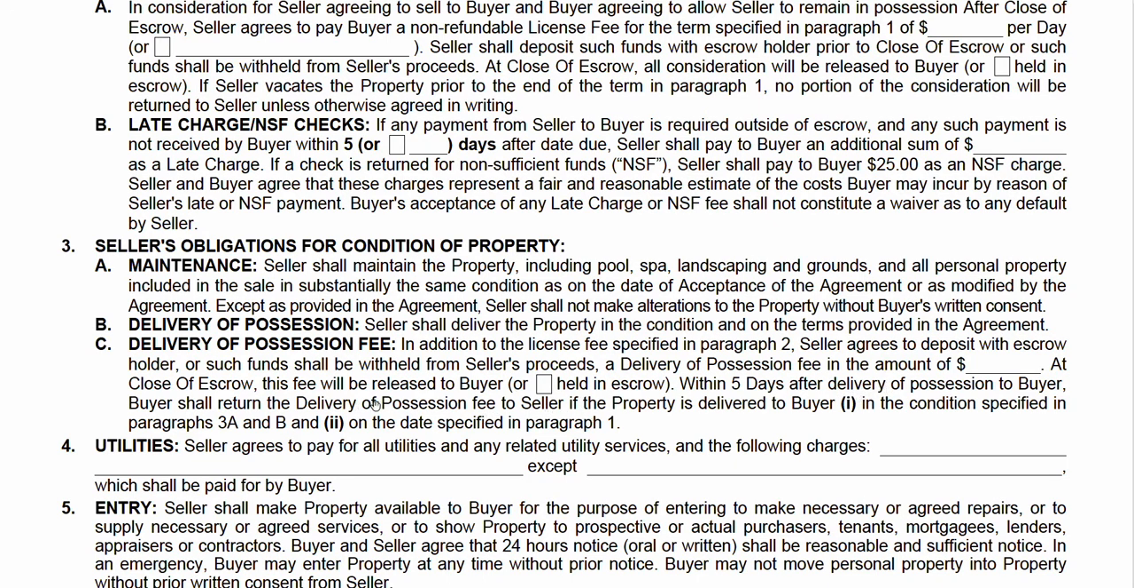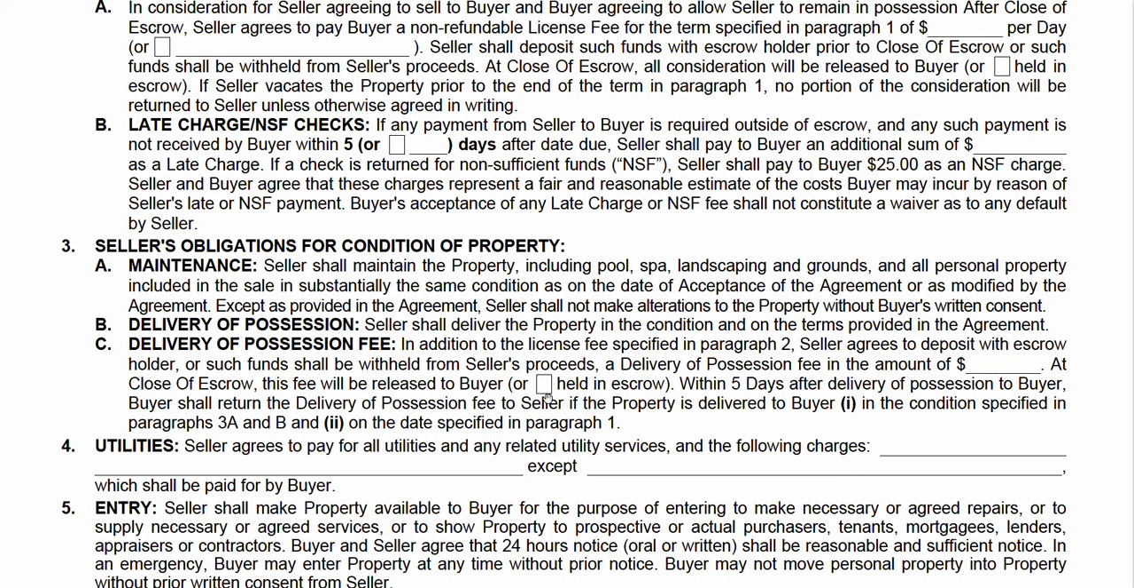You can have it released to the buyer, which is what I recommend. Some people check held in escrow. I think that's silly. That fee should be held by the buyer as a landlord deposit, and then returned to the seller once the buyer takes possession. So put that amount here, and then leave this.